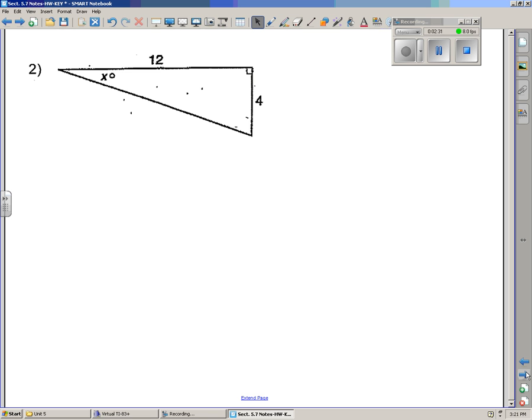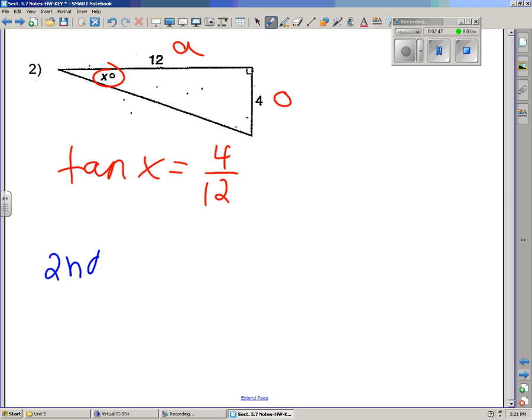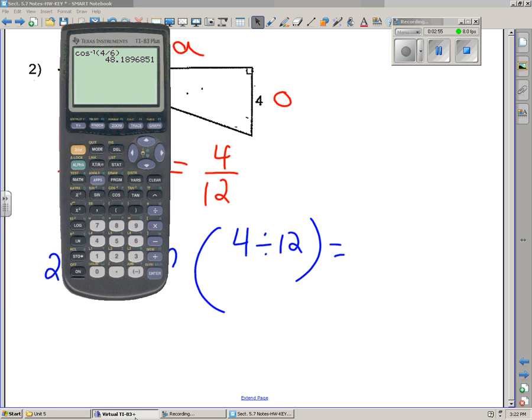Next one, we're looking for the angle here at x. We've got the adjacent side, and then we've got the opposite side. It happens to be the tangent function. So the tangent of the angle x equals opposite 4 over adjacent, which is 12. Remember, the keystrokes in the calculator are second tan, which opens a parenthesis, and you'll do 4 divided by 12. You'll close it up, and you'll get an answer.